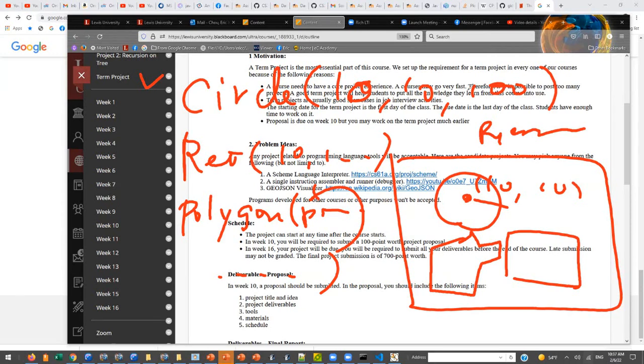I talked to some of my other teachers, and they were talking about writing a compiler, which is a lot more complicated, right? Yeah. A compiler is acceptable, but not recommended. Yeah.